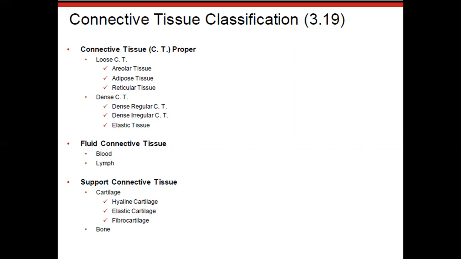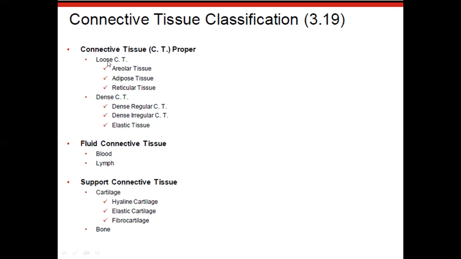specific examples of loose connective tissue. Dense connective tissue is considered dense regular connective tissue. CT is connective tissue. Dense irregular and elastic connective tissue. And then the fluid connective tissues are blood and lymph. Supportive connective tissues are cartilage. There's 3 different types of cartilage.